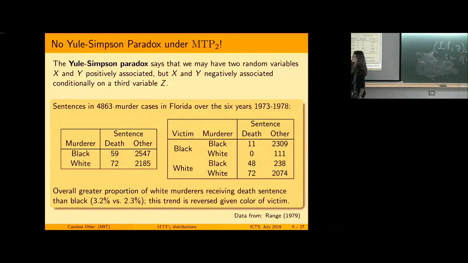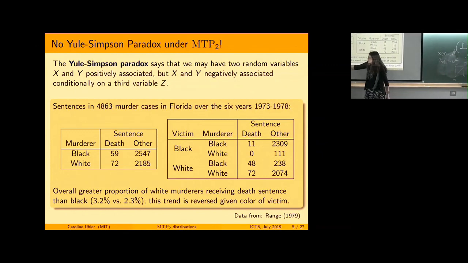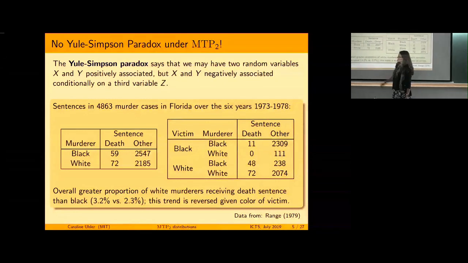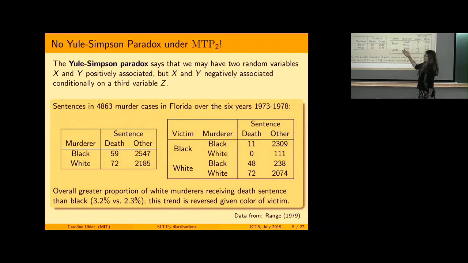So if you just look at this data, and I did the analysis for you before, you will see that more white murderers got the death sentence than black murderers, if I don't condition on any variables. But now, if I condition on the skin color of the victim, and look separately at the black victims and the white victims, it suddenly changes around. In both cases, more black murderers got the death sentence than white murderers. Okay, so this can happen.